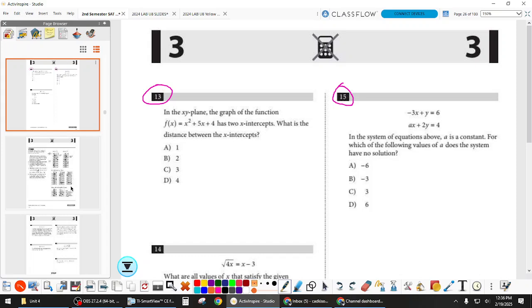No. Let's think about this. It's a quadratic, so think about it like a parabola that crosses the x-axis 2 times, they tell us, right? So what's another name for that?